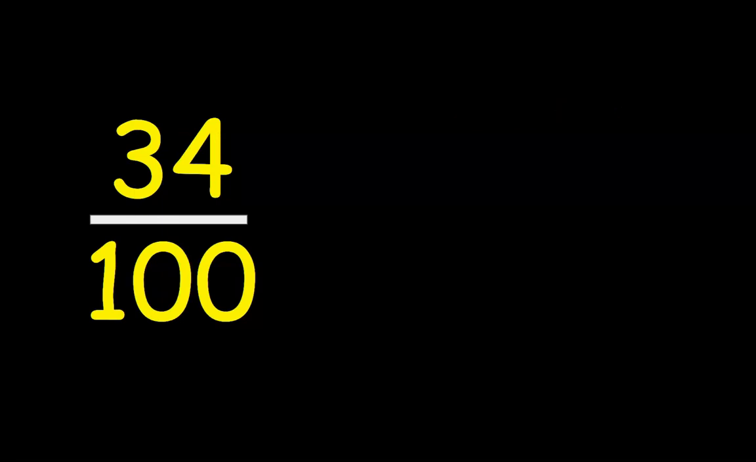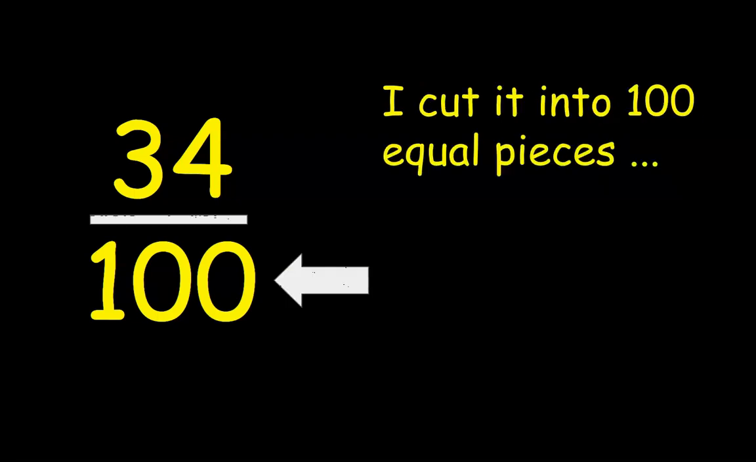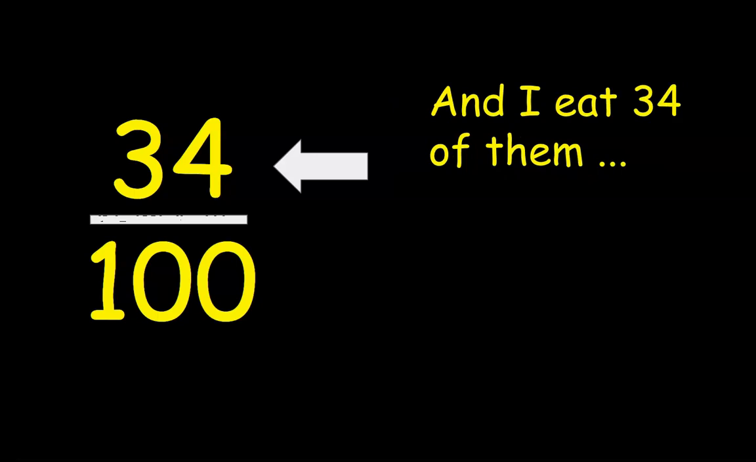Ready to go? Okay. I have a pizza. I cut it into 100 equal pieces, and I eat 34 of them. Now, pizzas that are cut up into 100 pieces, I know you can't actually do it to a real pizza because you'd make an absolute mess, but mathematical pizzas can quite easily. What can you tell about this?